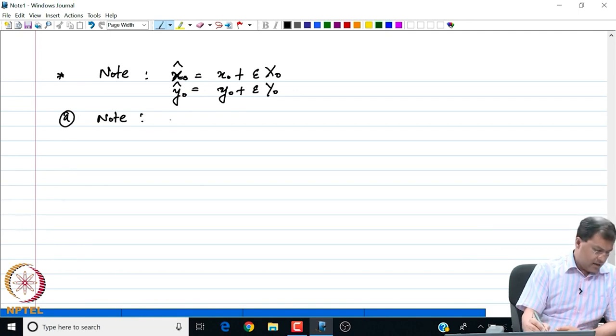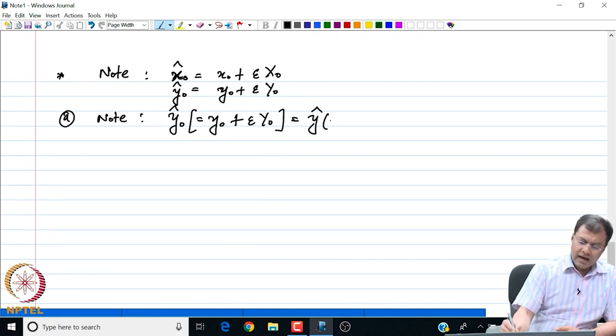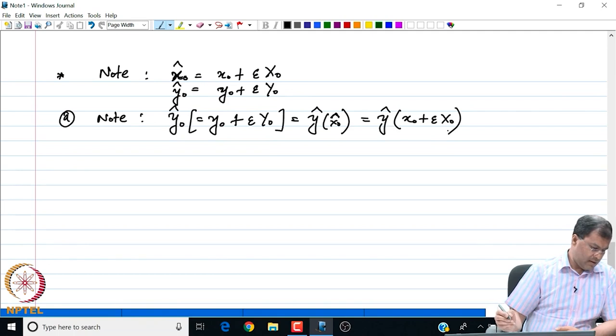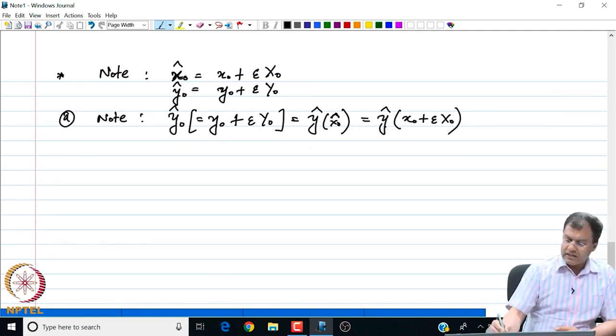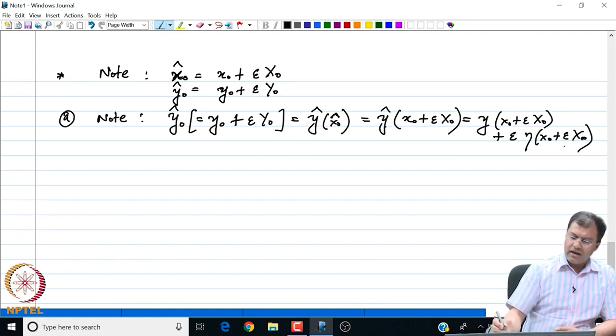Also note that my y hat, the perturbed value of y at the starting endpoint, that is at x naught, is equal to y naught plus epsilon capital Y naught, but this is also equal to y hat at x naught hat, right. So, this is the perturbed value of y, which is y hat at x naught hat, and by the definition above, x naught hat is x naught plus epsilon capital X naught, right. But by the definition of y hat, this is also equal to y at x naught plus epsilon capital X naught plus epsilon times eta of x naught plus epsilon capital X naught, right. I am just using the standard definition of the perturbed value of the function y hat and the perturbed value of the coordinate x hat.